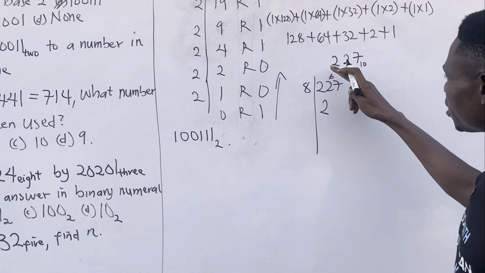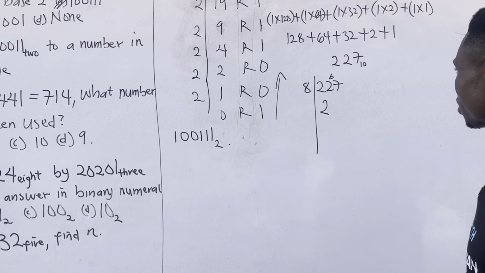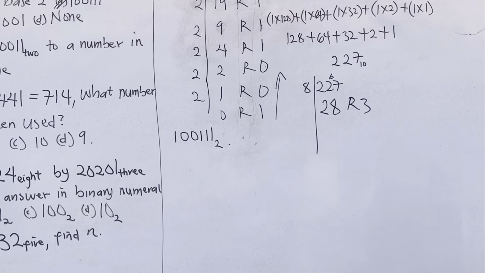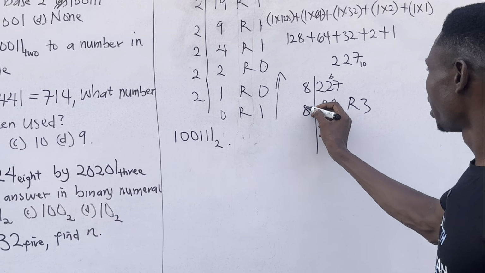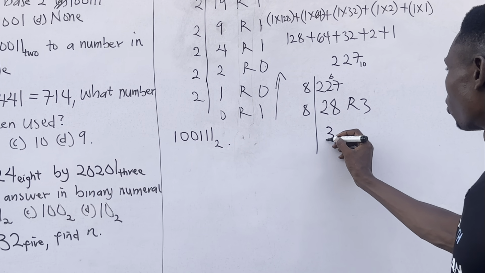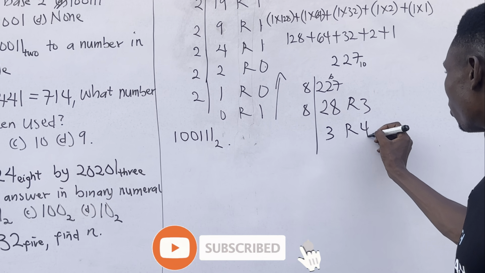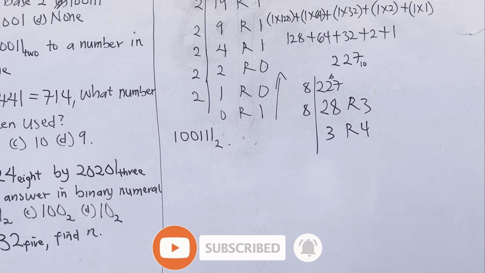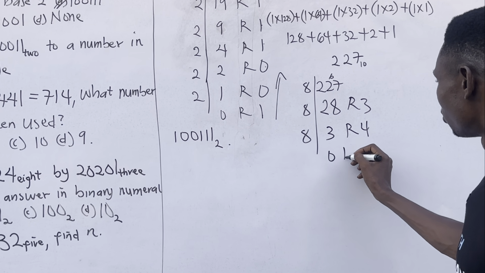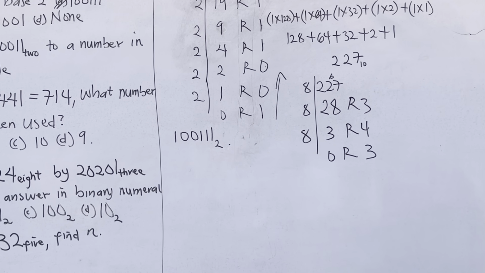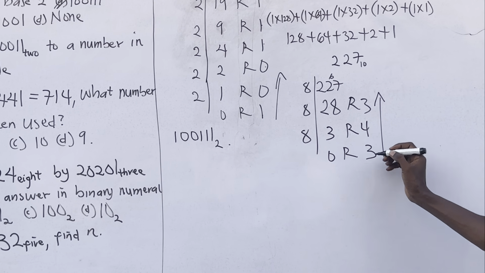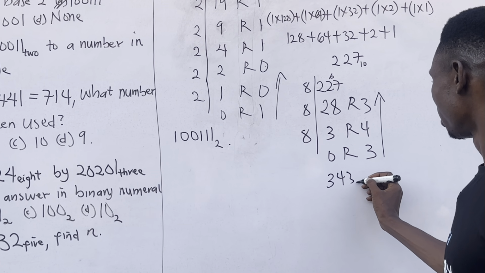Now 8 in 68, so that's 8, 64, remainder 3. Now 8 in 28, 8 times 3 is 24, remainder 4. Now 8 in 3 obviously cannot go, that's 0, remainder 3. So remember we count upwards, right? So 343 is our answer, 343 in base 8.